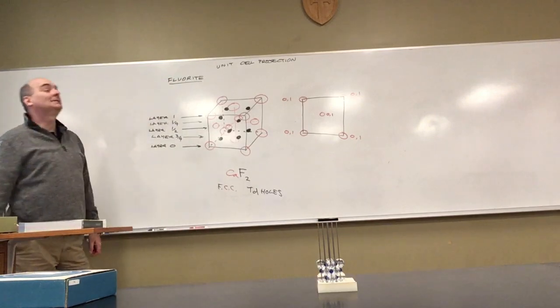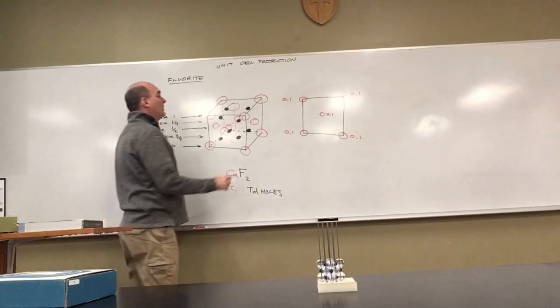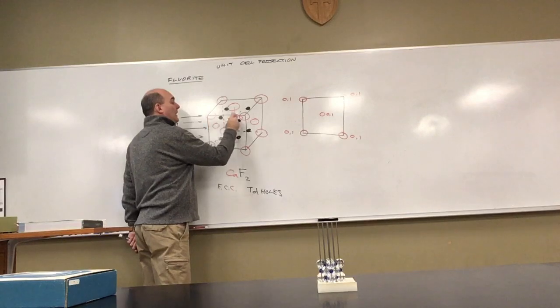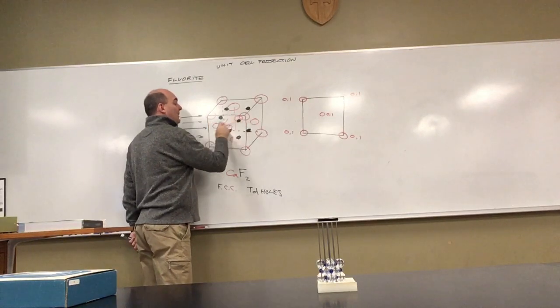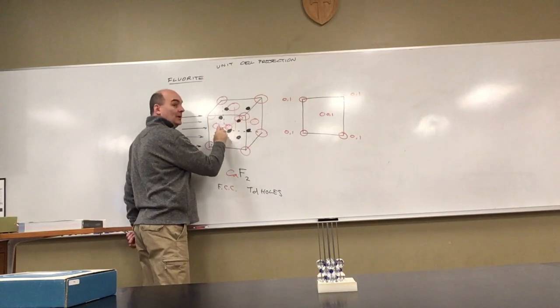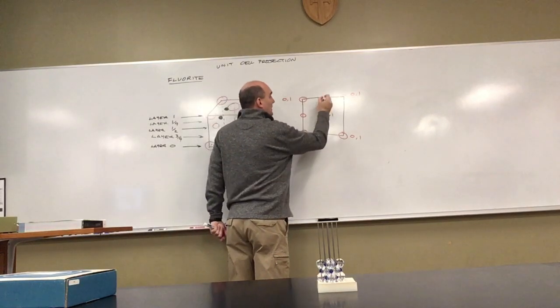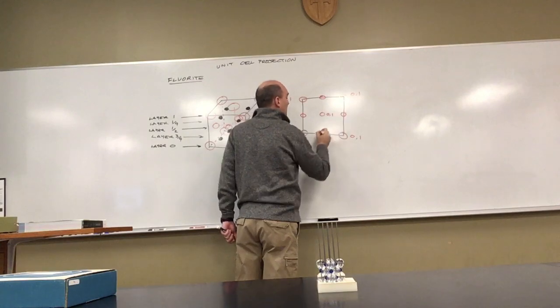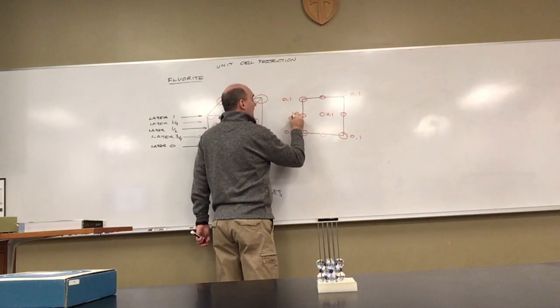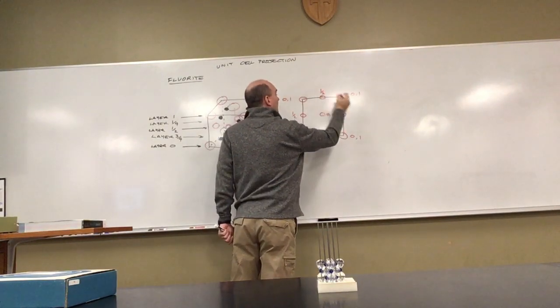And then I have cations on the other 4 faces, the remaining 4 faces of this cube that are the front, the back, the left, and the right. And they're here, and they're going to be at layer 1/2.